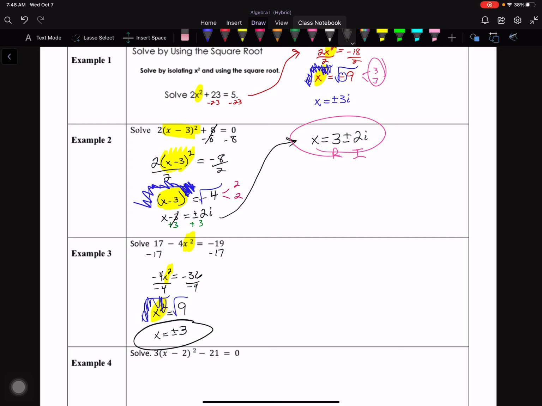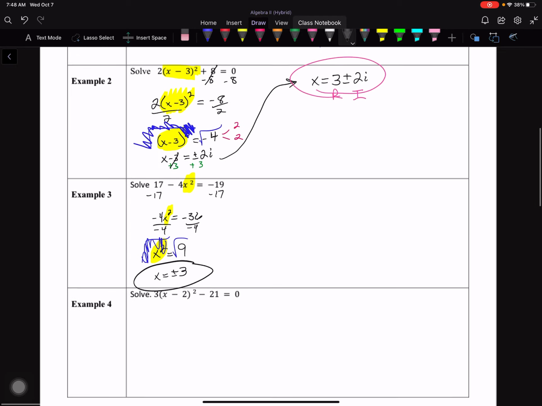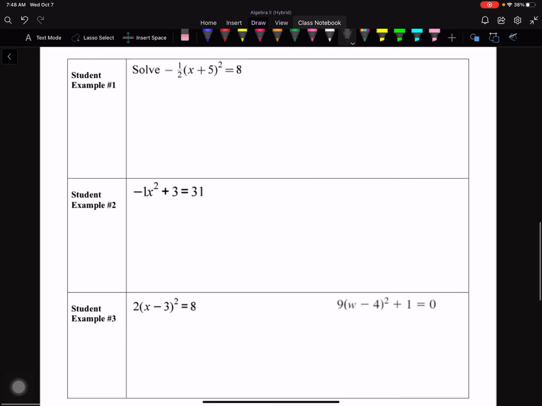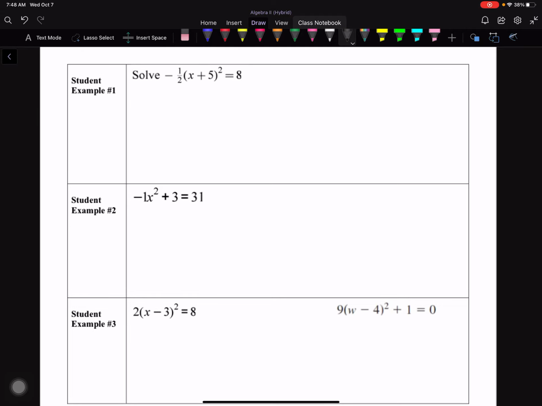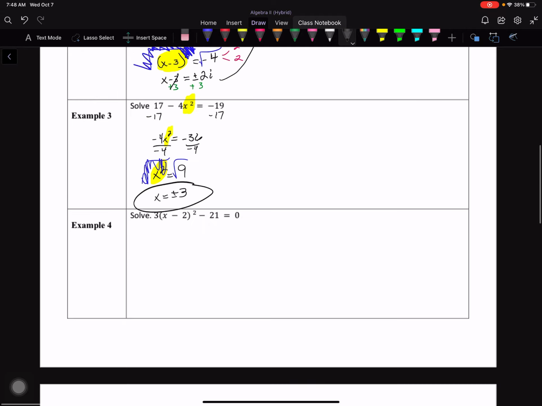Okay, pretty straightforward. There is one more that we could do, but it looks just like example number 2. There's a 3 here for you to do. Actually, technically 4 since the last example has 2. And that is it.